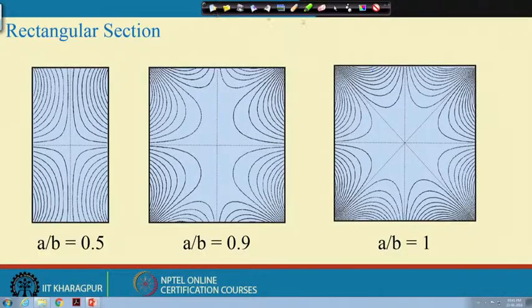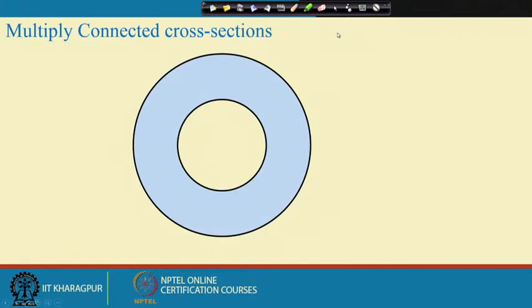We discussed formulation based on stresses and based on displacement both. The displacement based formulation essentially was Navier's equation. So, let us derive the similar equivalent equation for torsion. Next is the second part of today's lecture.